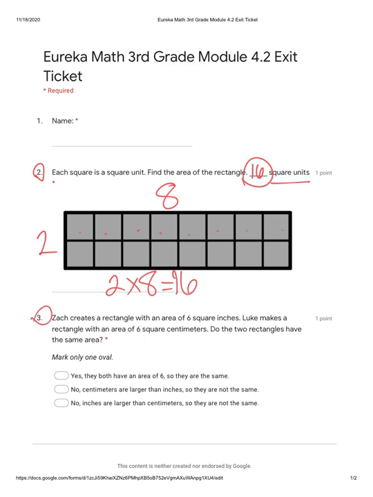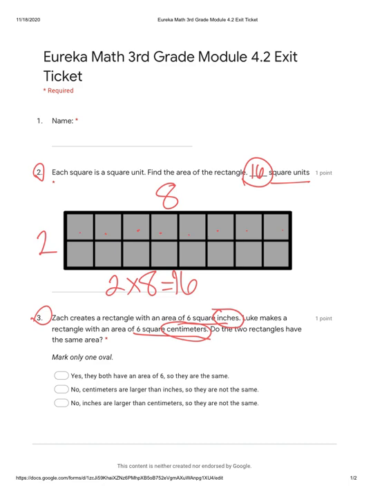Number 3, Zach creates a rectangle with an area of 6 square inches. Luke makes a rectangle with an area of 6 square centimeters. Do the 2 rectangles have the same area? Okay, so we have to mark one oval. Now, is an inch the same thing as a centimeter?